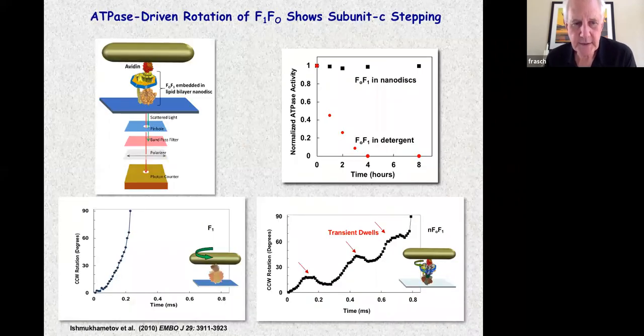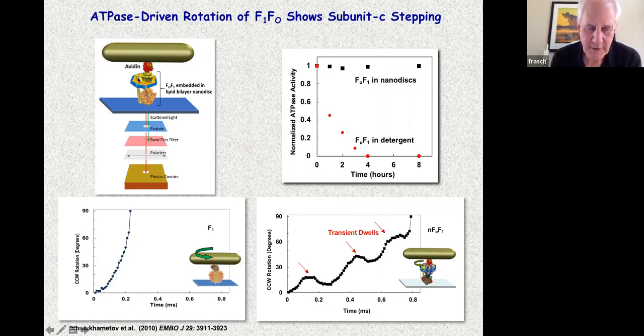So how we did this, in order to make this work, is that we purified the F1FO using detergent, as other people had, but instead of using the detergent solubilized, which they could never see stepping, because in the presence of detergent, the subunit A dissociates just a bit from the C ring.